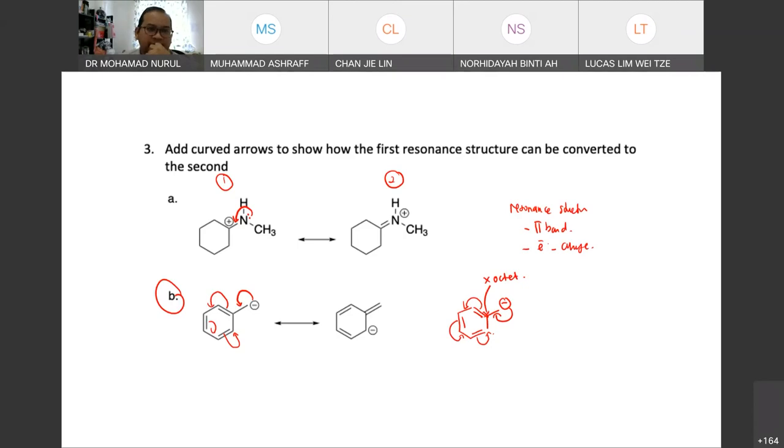In organic chemistry, arrows are very important. For example, if you draw the resonance structure and you just draw like this, I will see it as wrong, because it should be this one. It means the ability of the compound to transform from the first resonance structure to the second resonance structure.